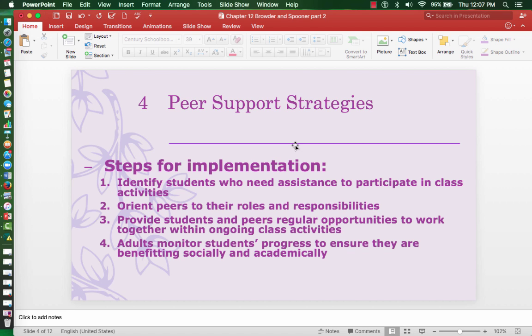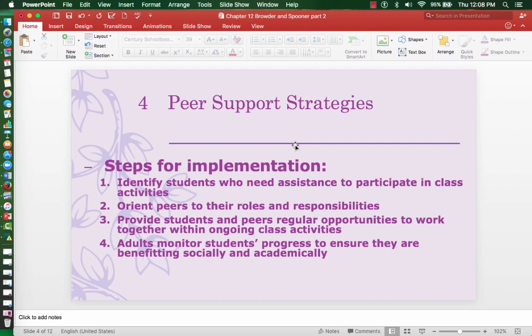So, peer support strategies. We're going to want to make sure that our students have different steps for identifying peers that they can work with. So we're going to want to identify students who need assistance to participate in classroom activities, and then orient the peers that are willing to help and teach them how to do this.